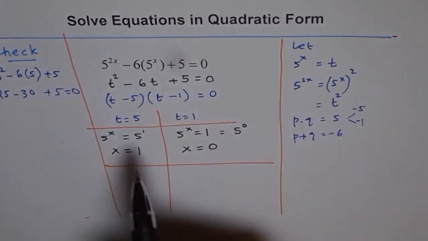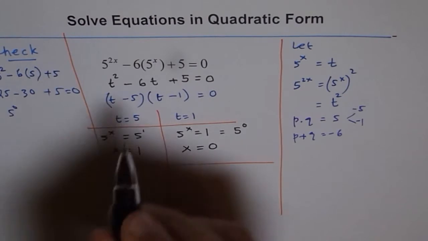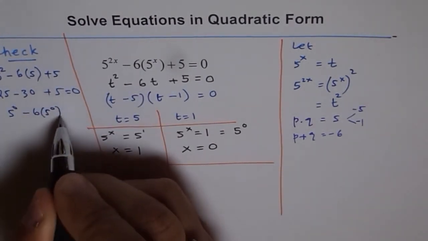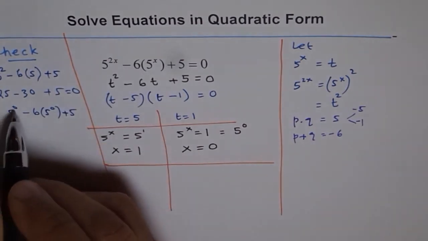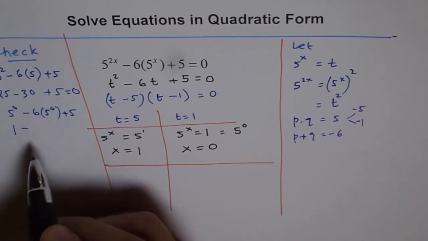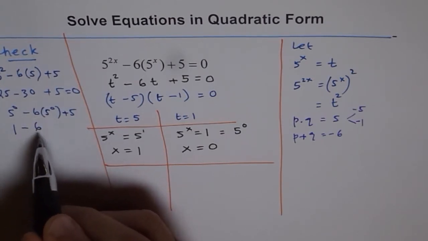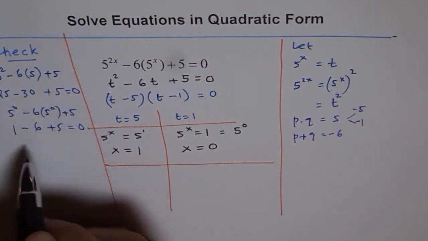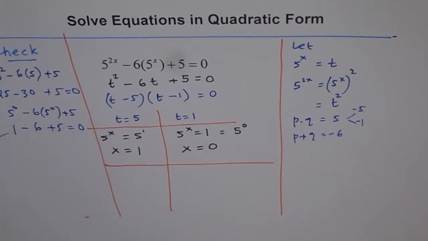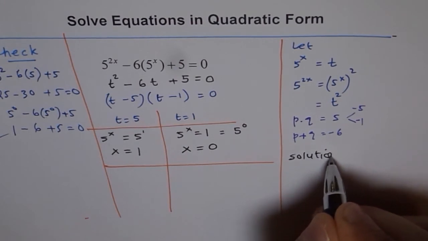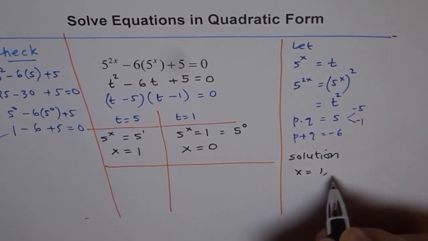How about 0? So 5 to the power of 0 minus 6 times 5 to the power of 0 plus 5. 5 to the power of 0 is 1. Anything to the power of 0 is 1 for that matter. So 1 times minus 6 is minus 6 plus 5. So we get 0. So it works. So both work out. Therefore, we have the right answer with us, and our solution is x equals 1 and 0.